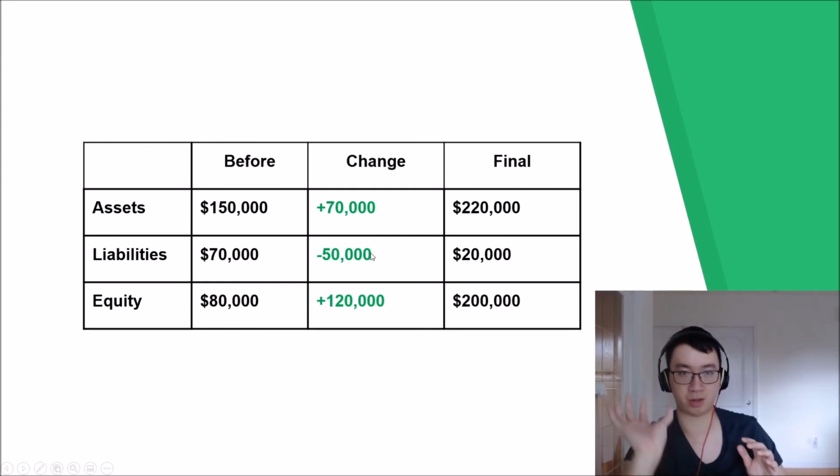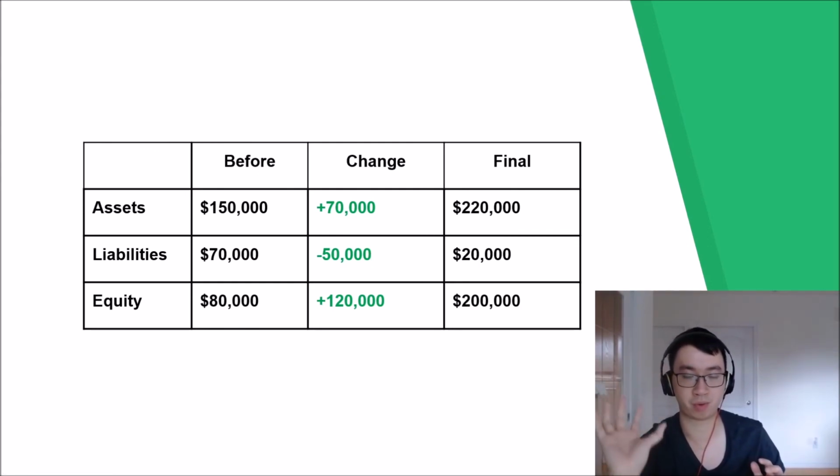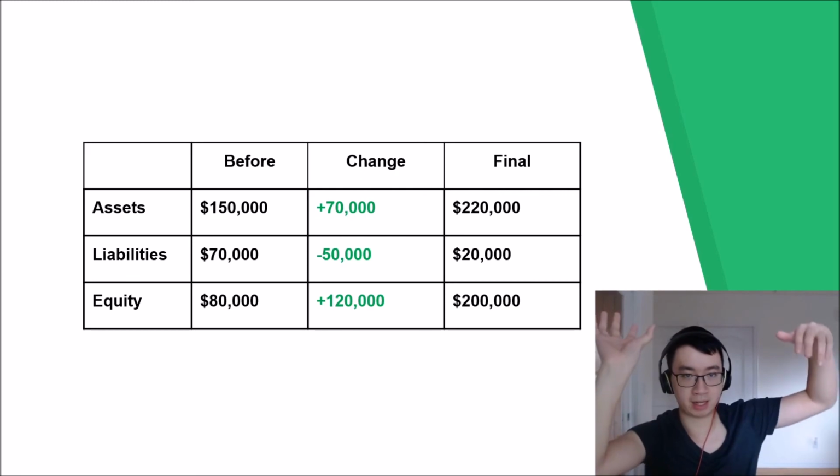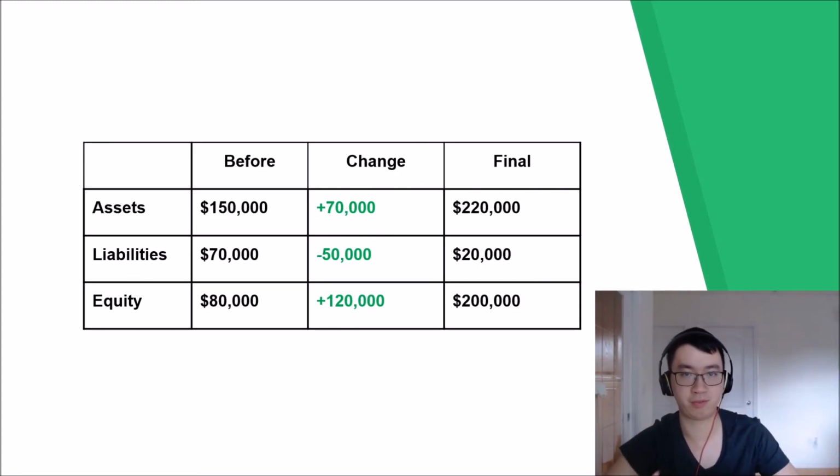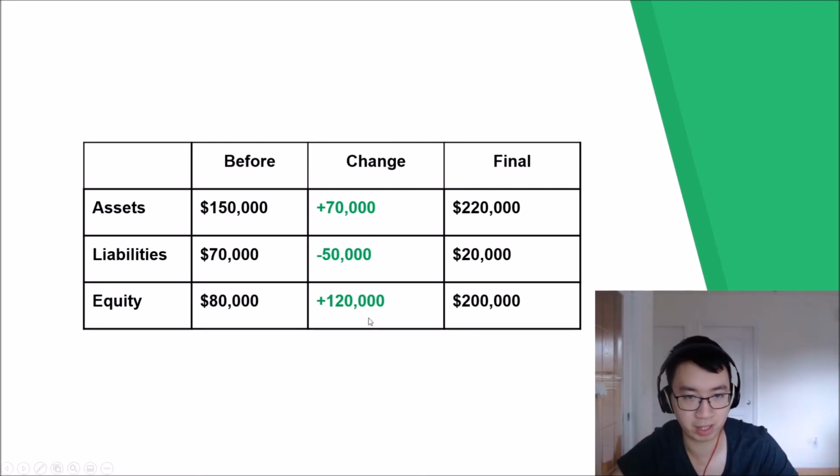So if our assets go up, we own more. We have more value to the company, and our liabilities went down, so we owe less to other people. So if we own more and owe less, we're going to have a positive effect on our equity. The owner is going to have more claim to the company. So our assets went up to 220,000, our liabilities went down to 20,000, and our total equity went up to $200,000.